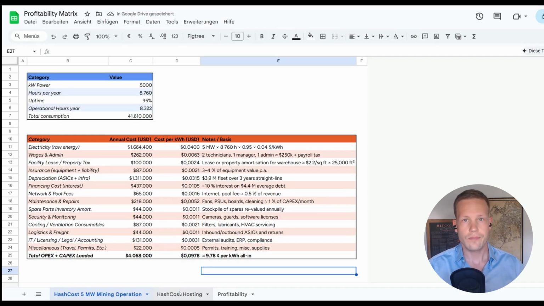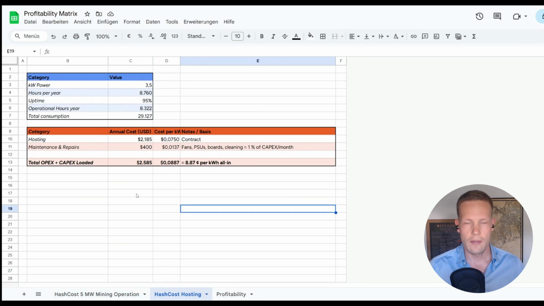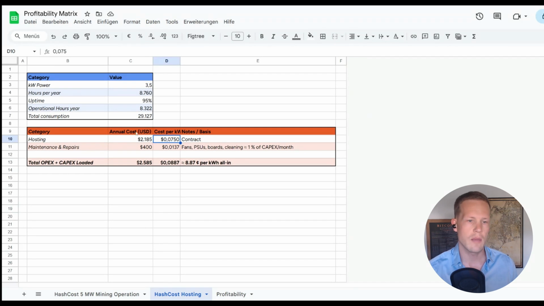So let's imagine you're hosting, right? If you buy a machine and you host it, let's say at 7.5 cents, then you're spending about $2,185 on hosting fees per year, right? Now the idea here in the blue table is the same. Your miner might consume 3.5 kilowatts hours per year uptime. You get the idea, right?